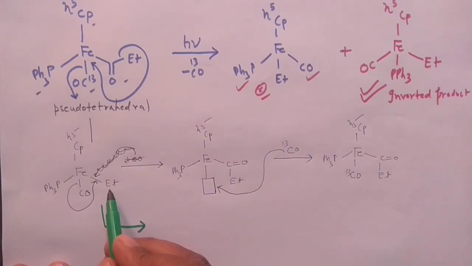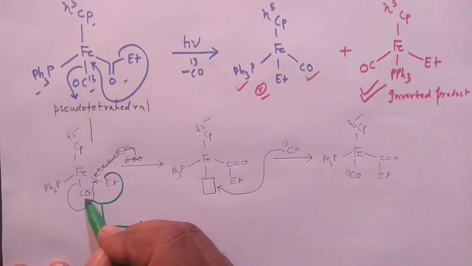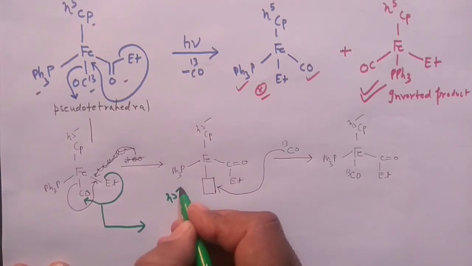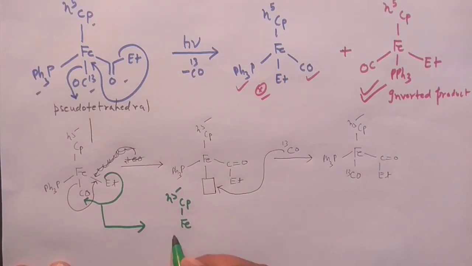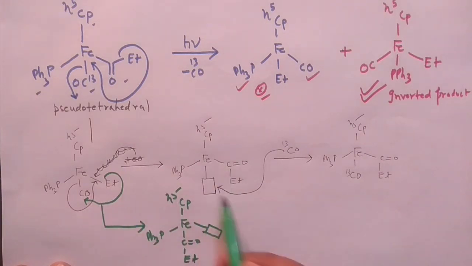So the ethyl migration pathway I'm doing. In that case, the ethyl will migrate to this carbonyl, and you will have Fe, cyclopentadienyl anion, that is Cp, and PPh3, and the ethyl has migrated from here to here, Et, and this is the vacant site. Because it has migrated, it has created a vacant site here. While in the CO insertion, the CO has migrated, so the vacant site is created here.